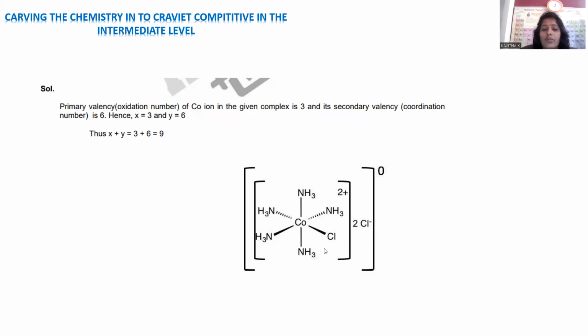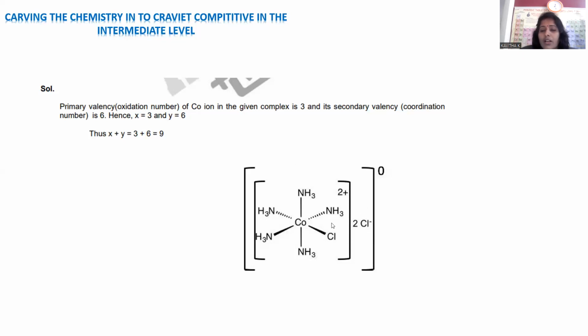In this manner, the secondary valency of the complex is the set of ligands surrounding the central metal. Let's count: 1, 2, 3, 4, 5, 6. There are 6 ligands around the central cobalt. The set of ligands is 6, so 6 is the secondary valency. And if you count the ionic components which impart the oxidation state to the central metal, the outer 2 chlorides are there, and the inner 1 chlorine is there.